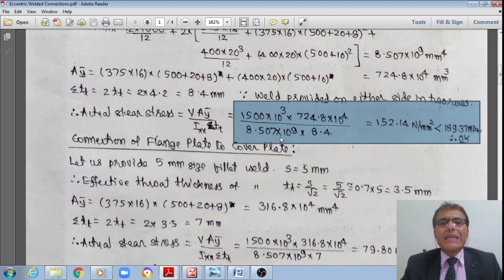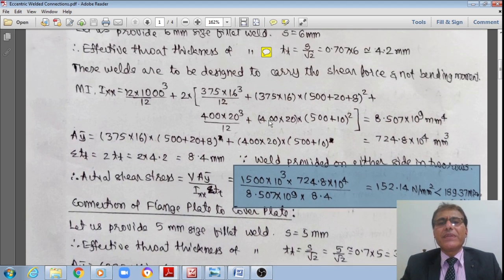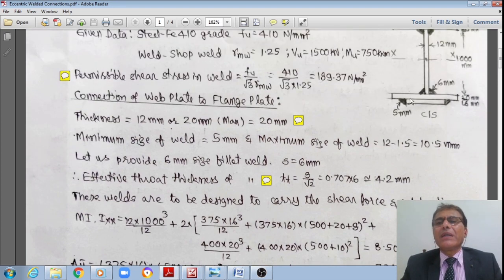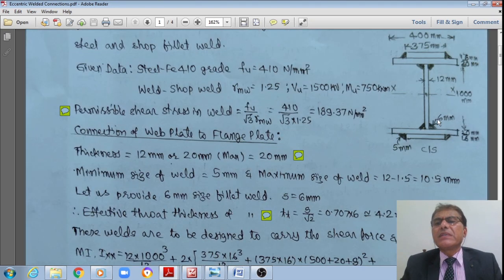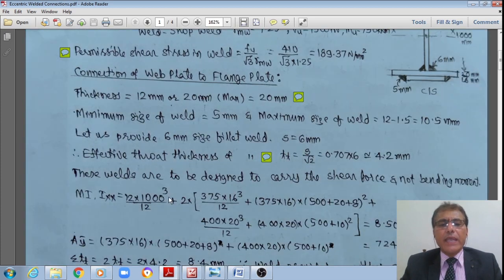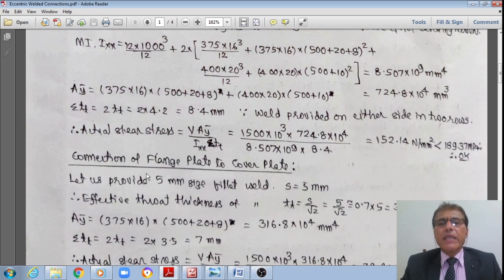Therefore, the design that you have proposed with this 6 mm size of the fillet weld is okay. This design of the connection between the web and the flange with 6 mm size is okay, is my conclusion, my inference, right?